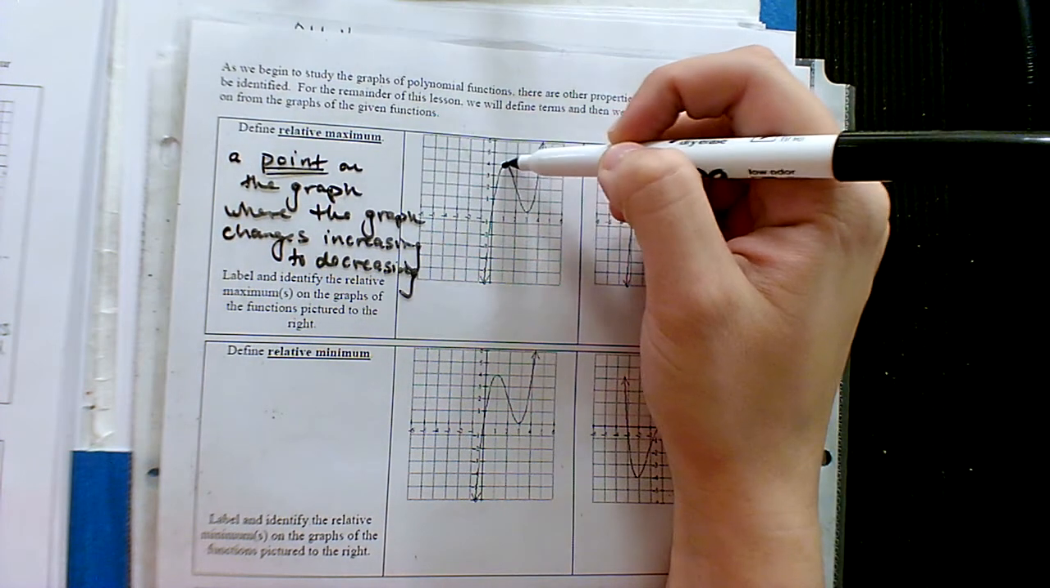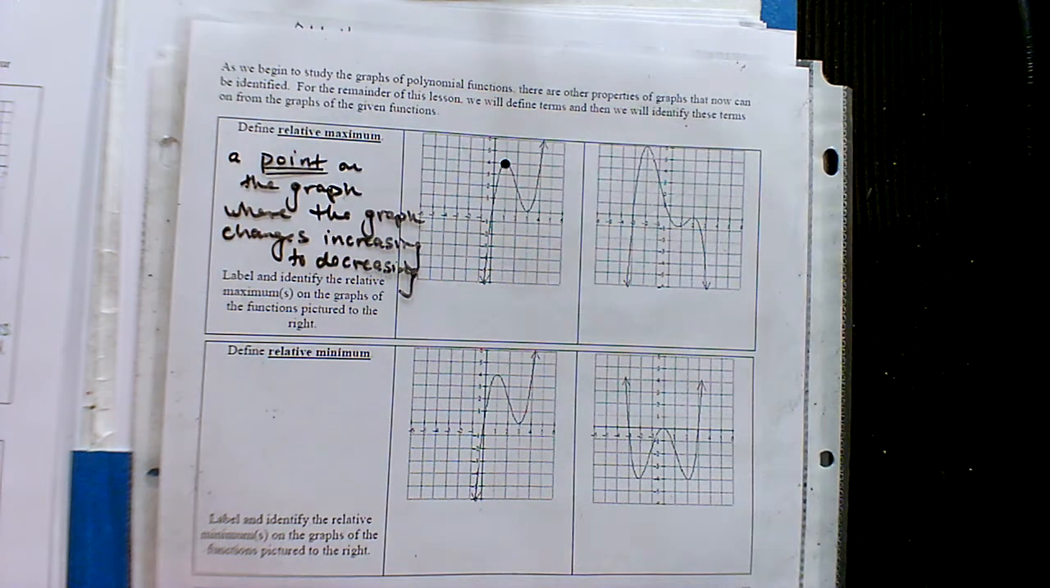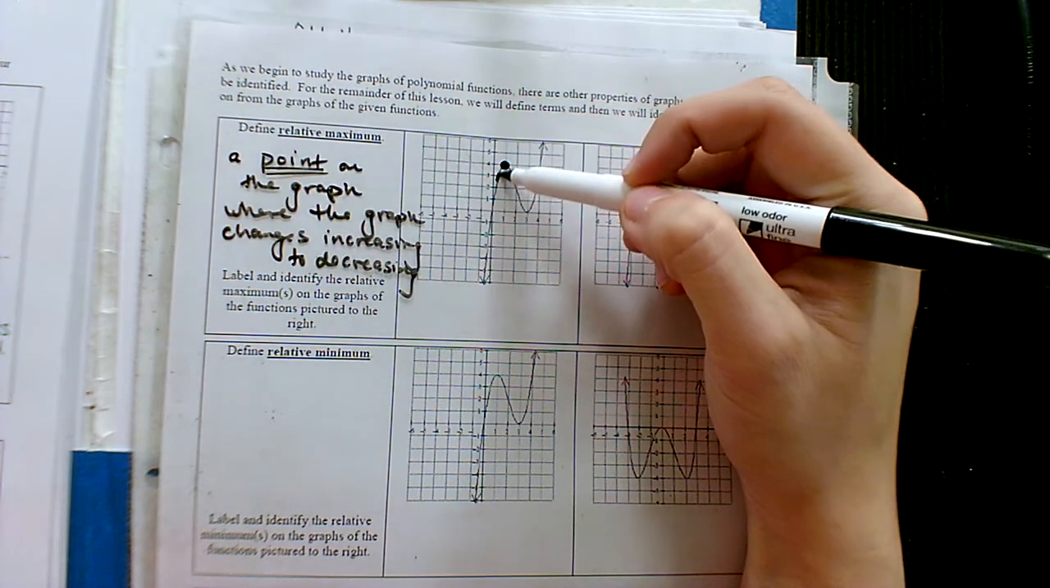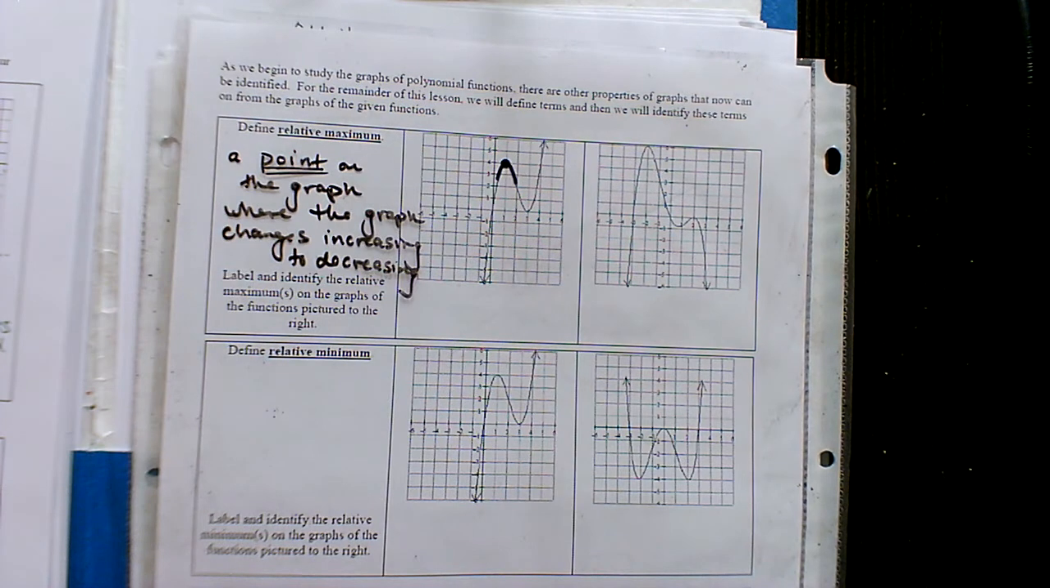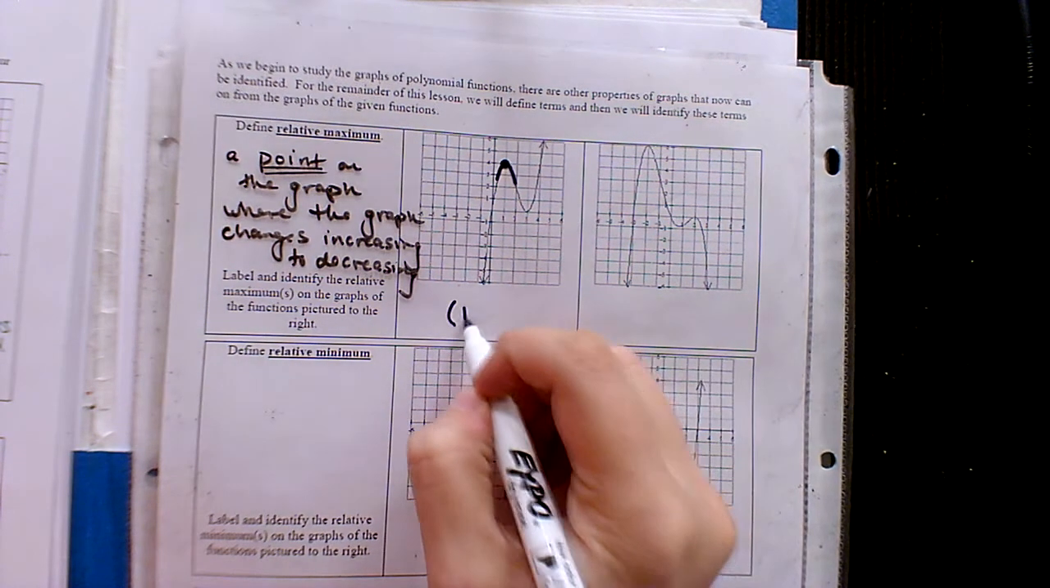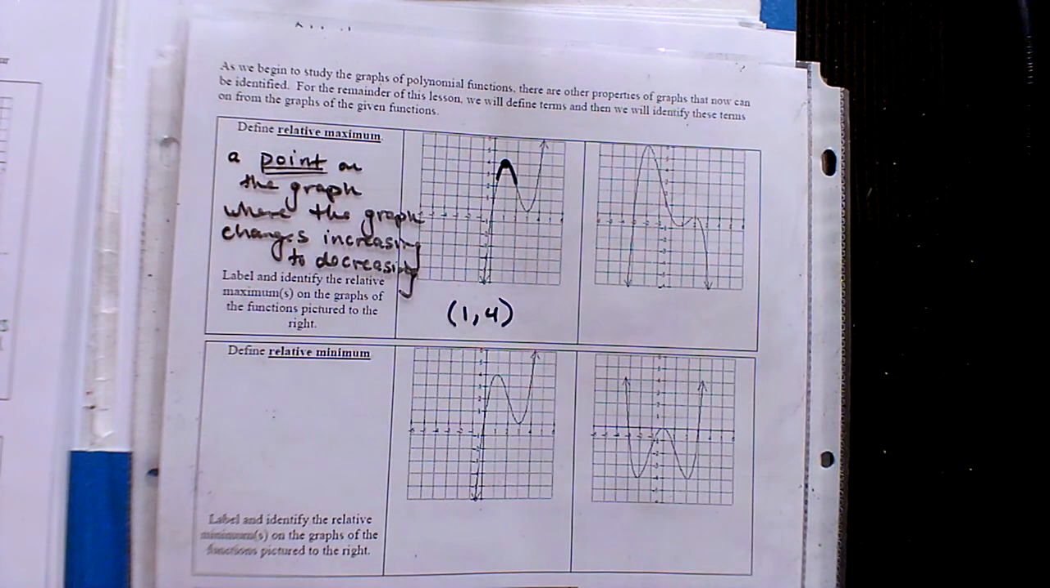Okay, notice how in relation to this point, around that point, we are going up before it and down afterwards. So we're not looking at the whole graph. We're just looking at that particular little section. So 1, 4. Definitely. Any other ones? You can have more than one maximum or minimum, as long as it fits this definition, a point where it changes from increasing to decreasing.